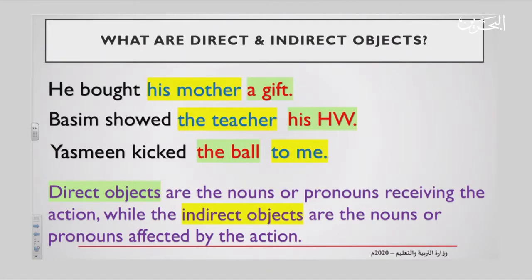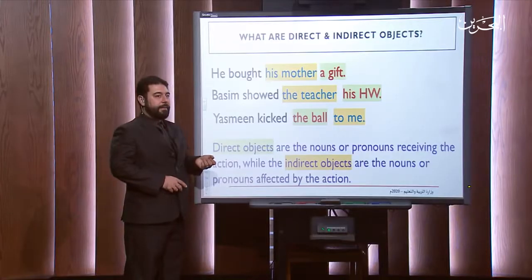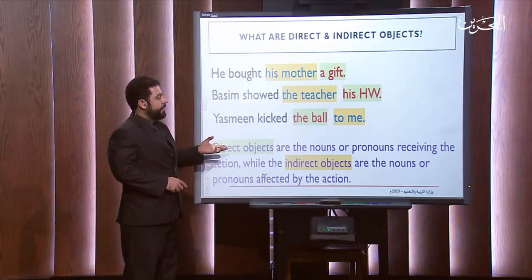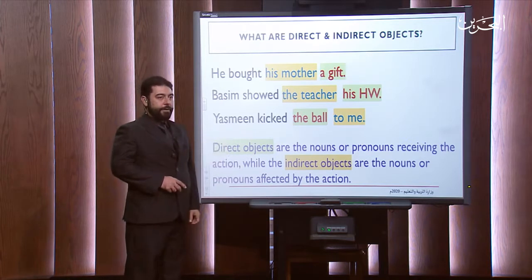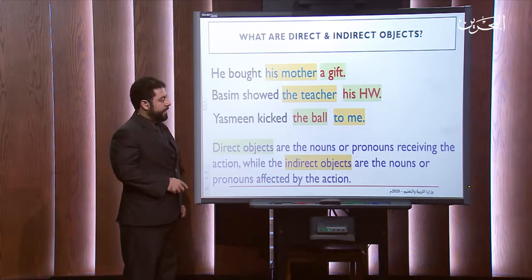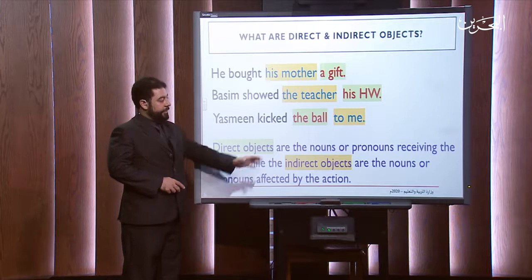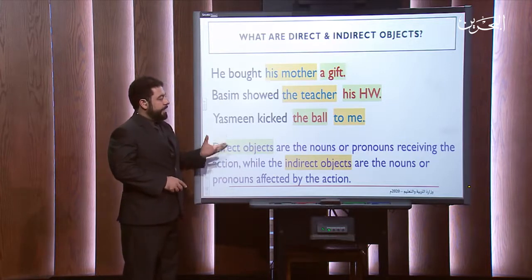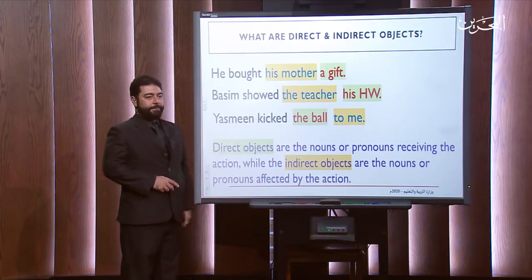Indirect objects are nouns or pronouns affected by the action. So, his mother is affected by the buying of the gift. The teacher is affected by the showing of the homework. And "to me" is affected by the kicking of the ball, the ball to me.